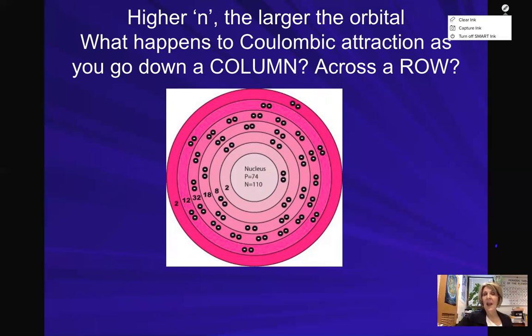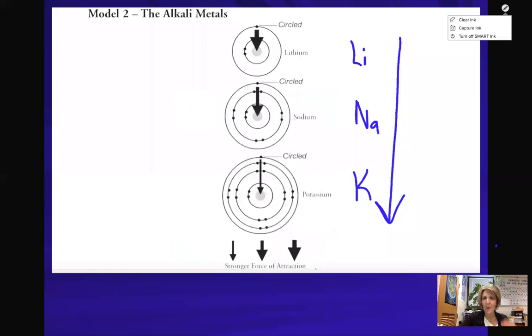And so we're going to see a pattern that the Coulombic attraction, which is the pull, the force from the positive protons in the nucleus to the outer electrons, which are negative, right? So we know there's an attraction there. And that is going to change depending on if you're going down a column or across a row. This is just review, okay?